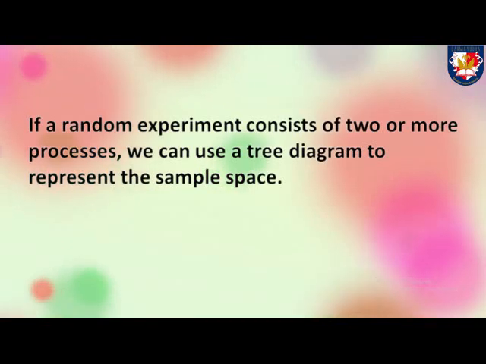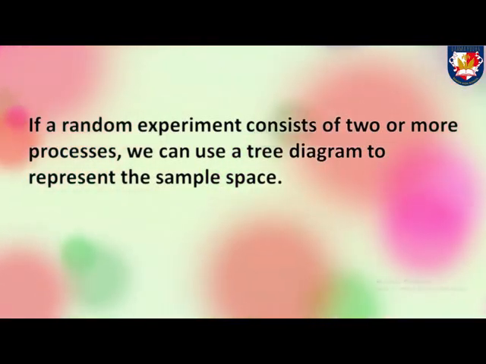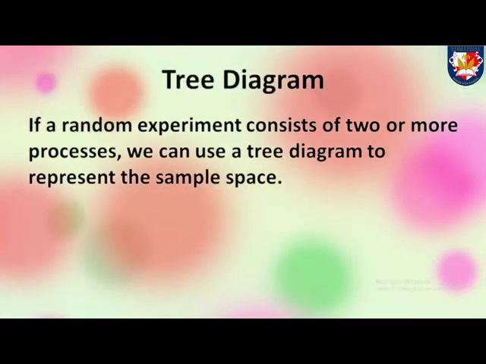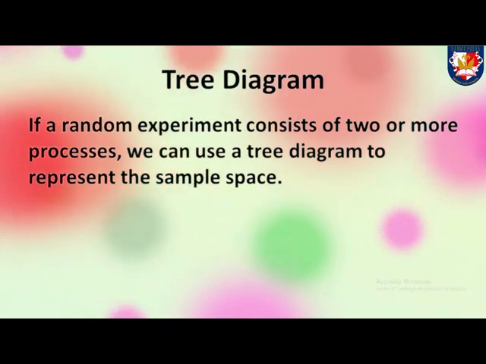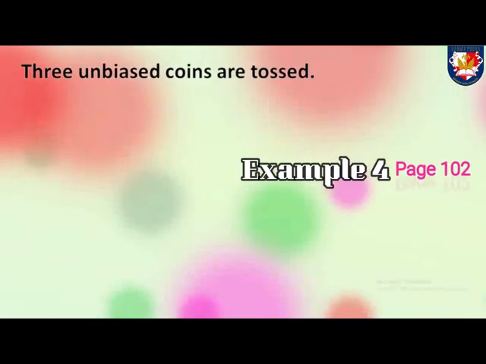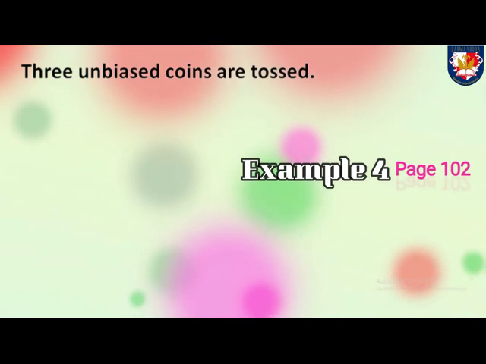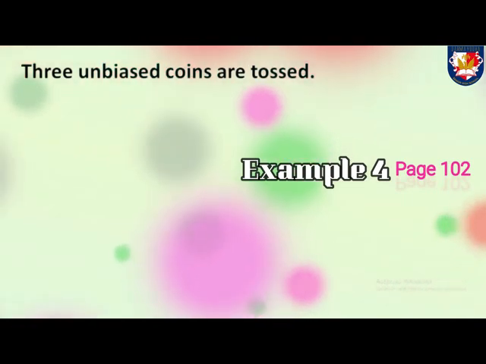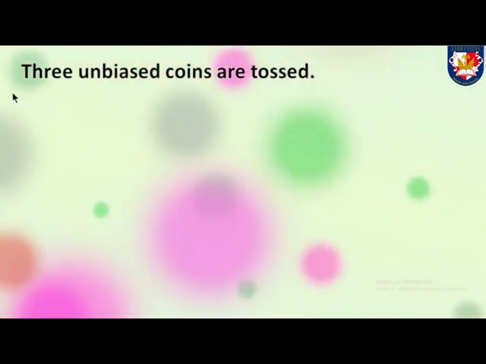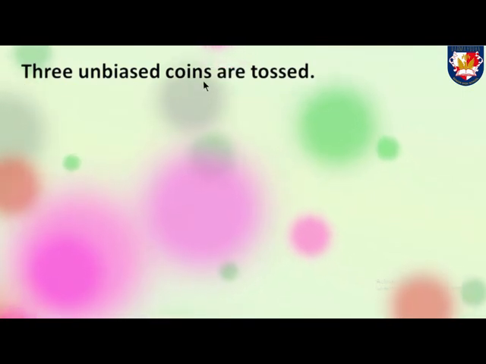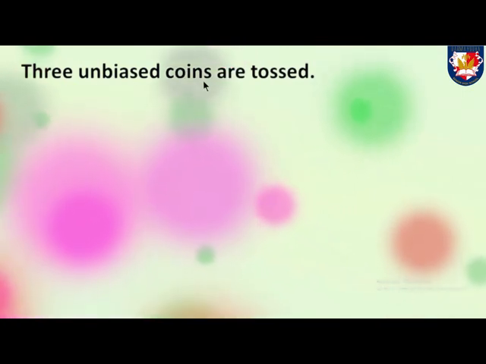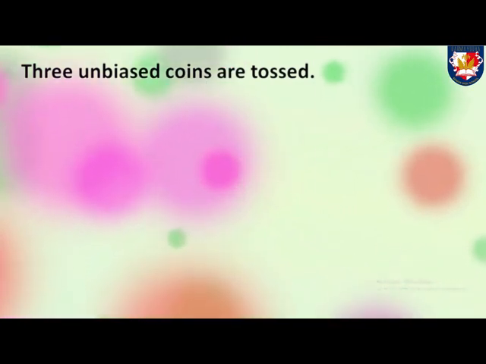If a random experiment consists of two or more processes, we can use a tree diagram to represent the sample space. Like this example: 3 unbiased coins are tossed. This event involves 3 processes because there are 3 unbiased coins. So, how do we make the tree diagram based on this event?